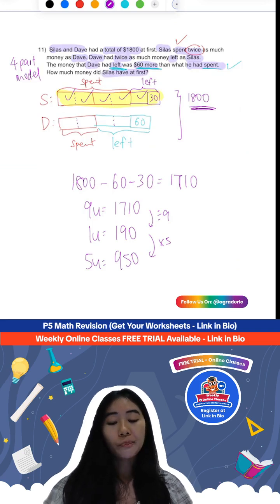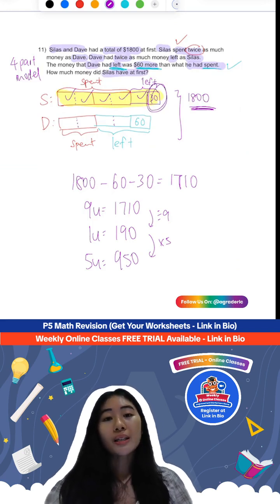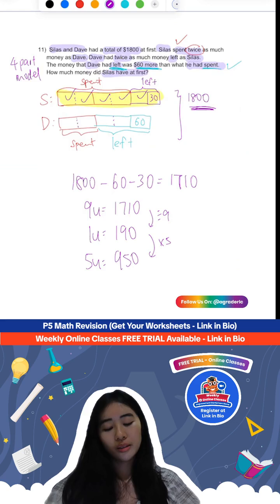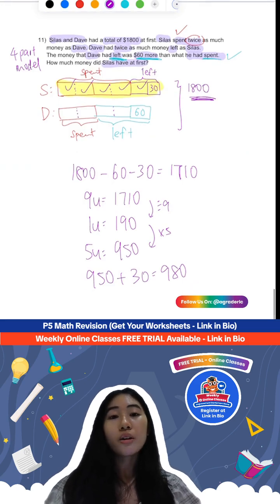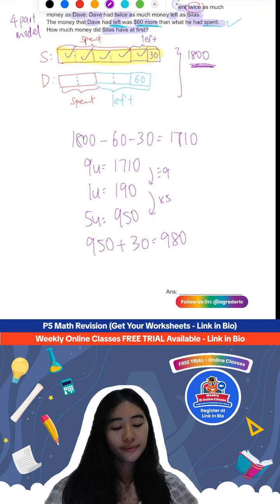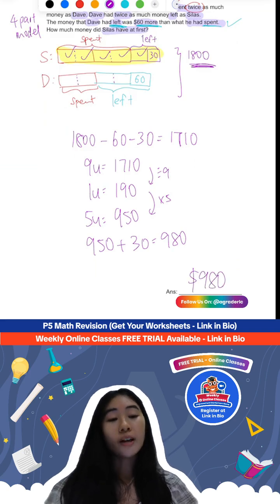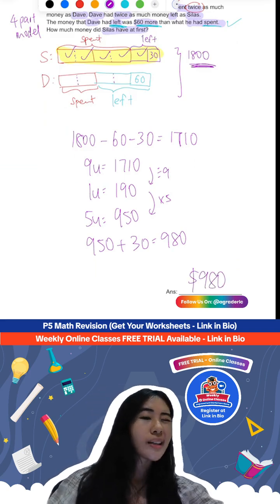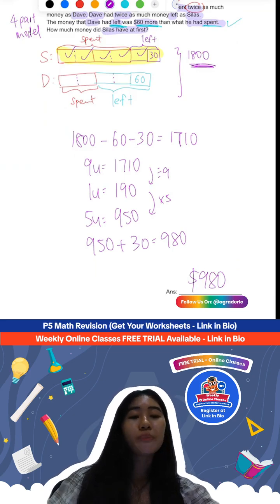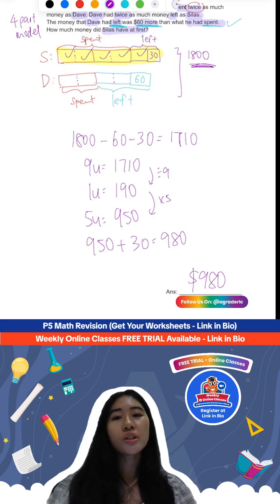And then remember to add the 30. Okay, the $30 is also part of what Silas has. So that's your last step. You plus 30, you get 980 as the answer. Your final answer, you have to put dollar sign. Yeah, so whoever said 980 is the answer, good job. This question is quite tough.